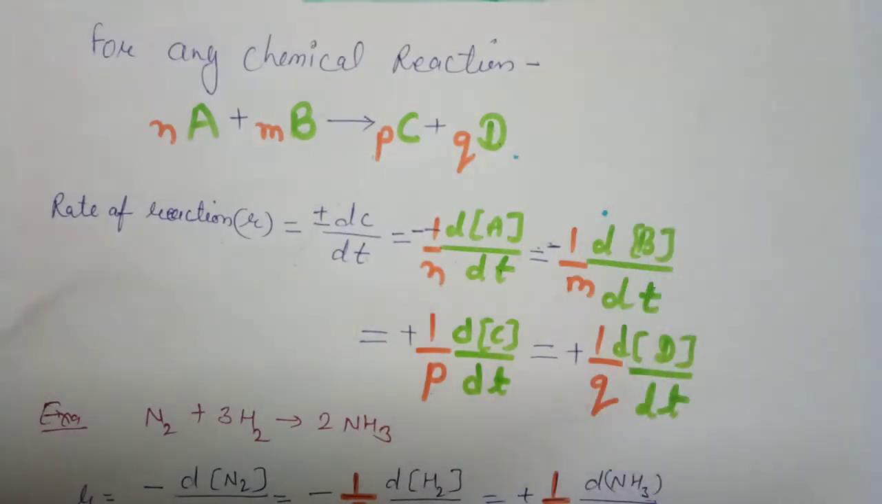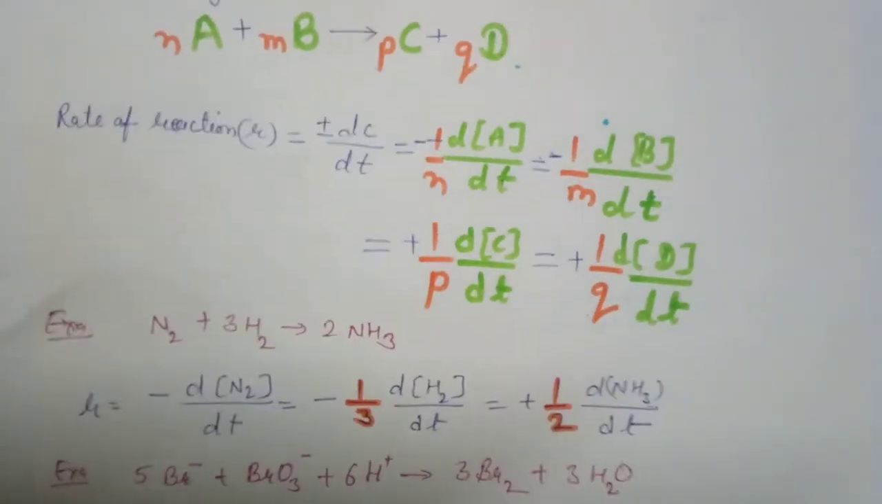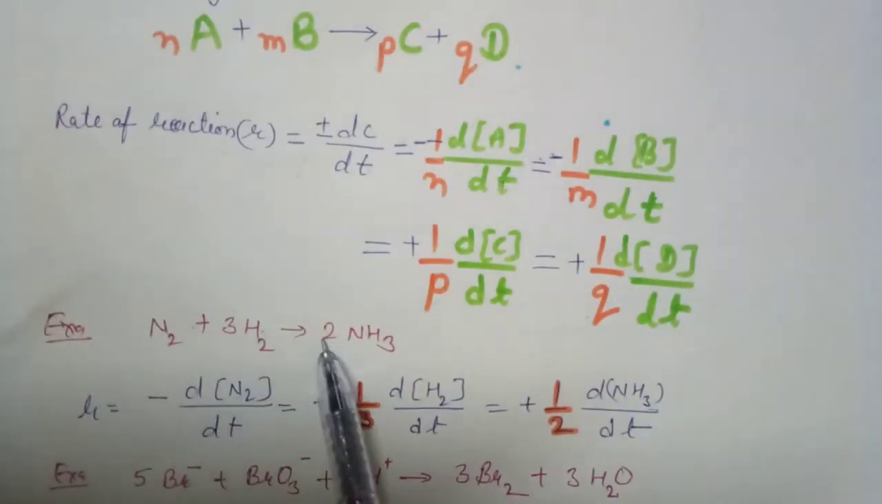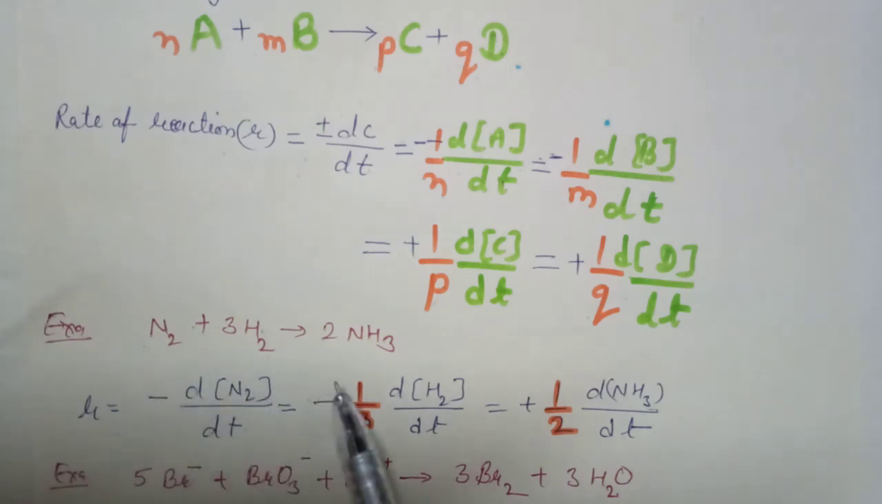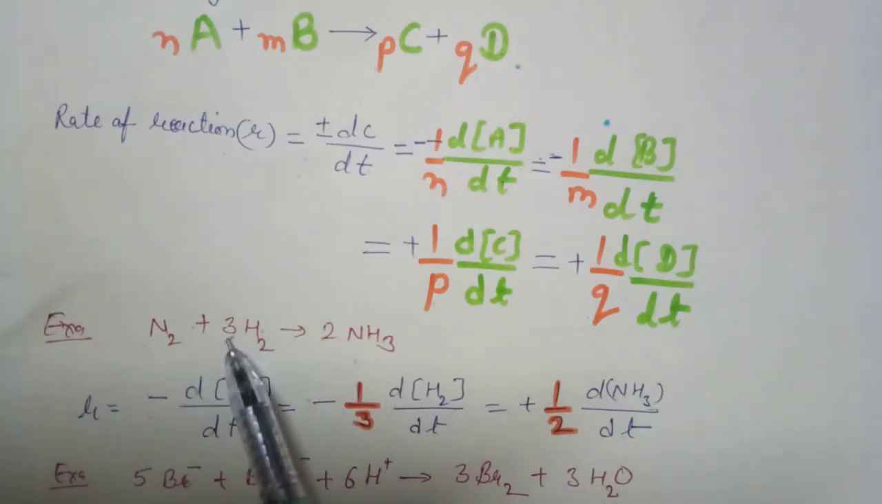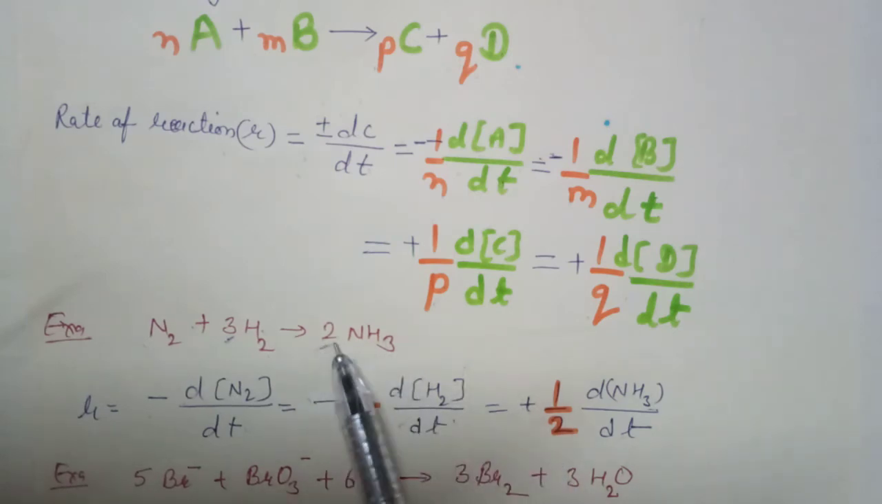See by the example, just one: N2 plus 3H2 is equal to 2NH3. Then R will be equal to minus dN2 upon dt, there is no stoichiometric coefficient, is equal to minus 1 upon 3 dH2 upon dt, there is 3, is equal to plus 1 upon 2 dNH3 upon dt, this is the stoichiometric coefficient 2.